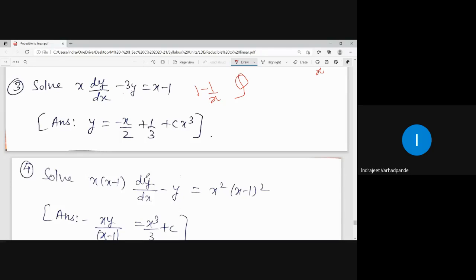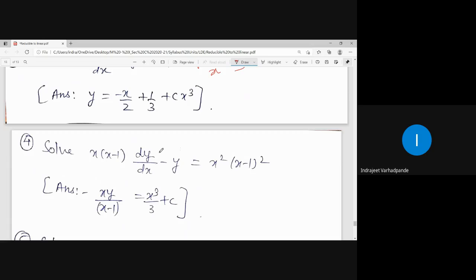x into x minus 1 dy by dx minus y is equal to x square into x minus 1 whole square. What will be the first step? Dividing by x into x minus 1. Here 1 upon this term will come, and one of the terms will get cancelled. So in the numerator we remain only with x into x minus 1.